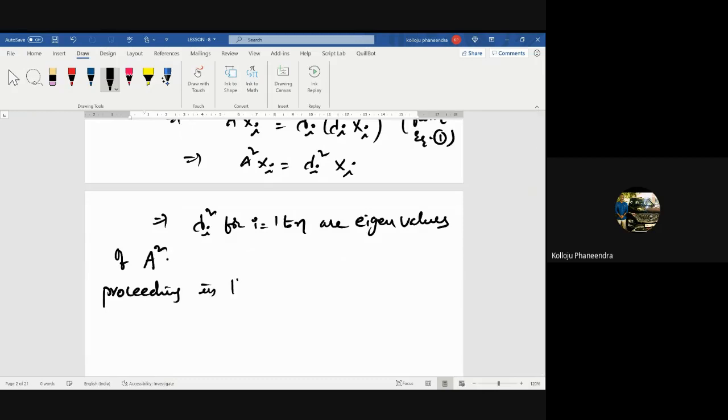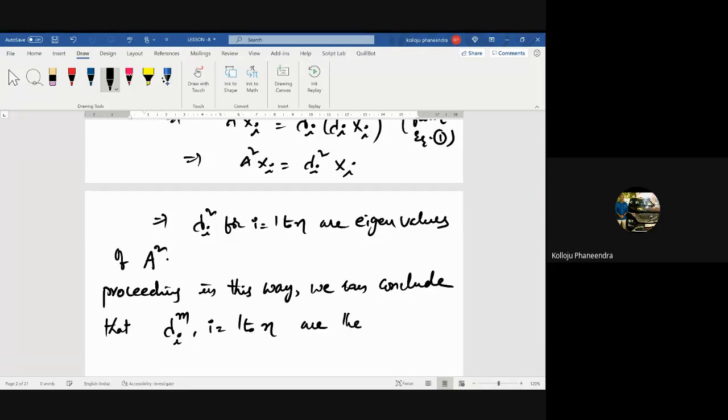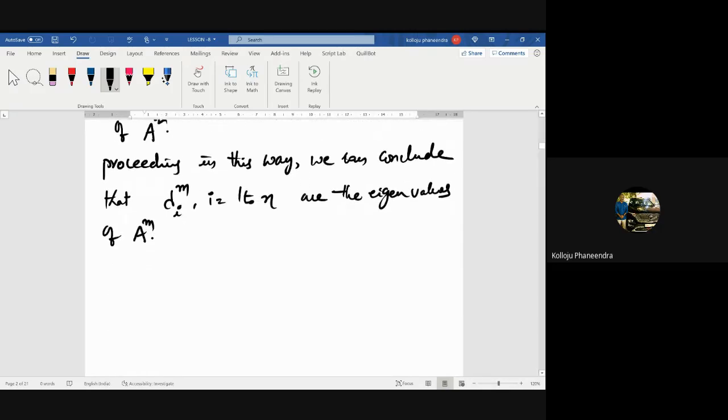In general, proceeding in this manner, that's enough. Proceeding in this way, we can conclude that lambda i power m, i equal to 1 to n, are the eigenvalues of A power m. This is one more property.